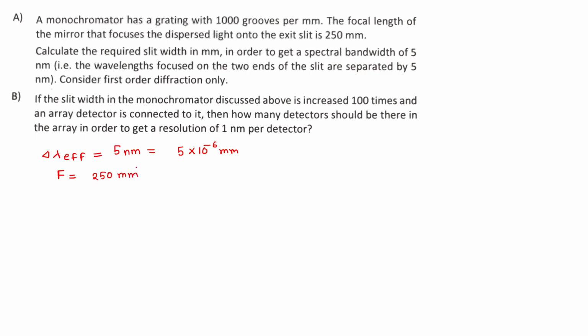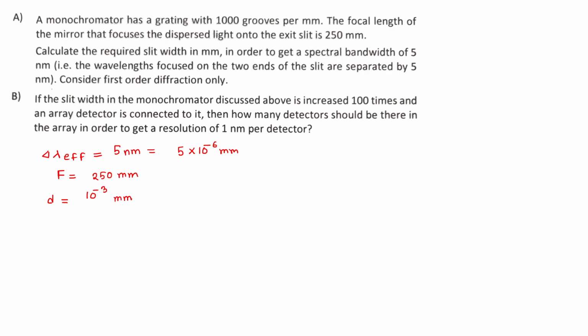What else is given? The monochromator has a grating of 1000 grooves per millimeter. So the distance between each groove is 1 millimeter divided by 1000, that is 10 to the power minus 3 millimeter. So what equations do we have here?